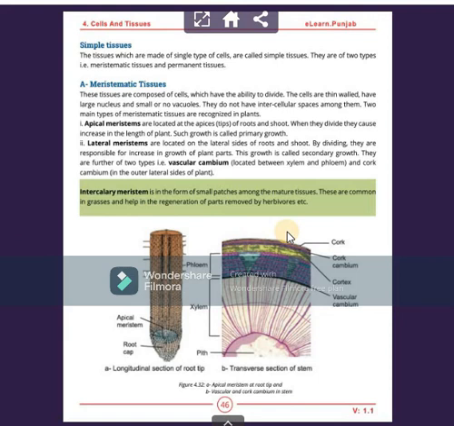Apical meristems are located at the apices of roots and shoots. When they divide, they cause an increase in the length of the plant. Such growth is called primary growth.